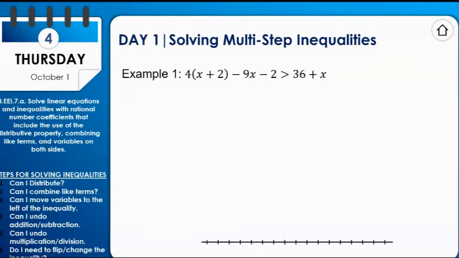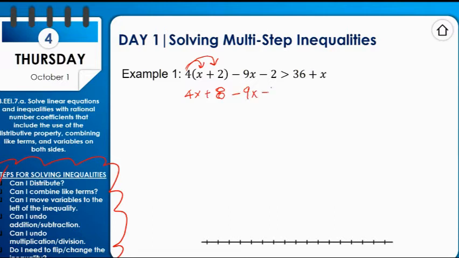So example 1, solving multi-step inequalities. The first question we want to ask as we're looking at our steps is, can I distribute? We see parentheses, we see a value outside of the parentheses. So yes, we can distribute, and we're distributing 4 to x and plus 2, or positive 2. So multiply 4 times x, I have 4x. When I multiply 4 times positive 2, I have positive 8.